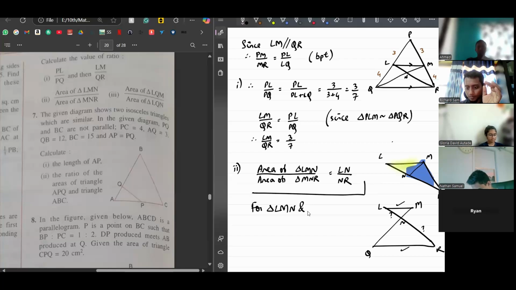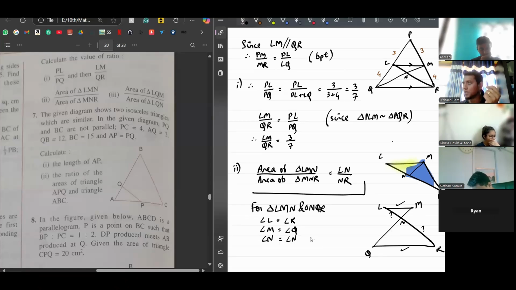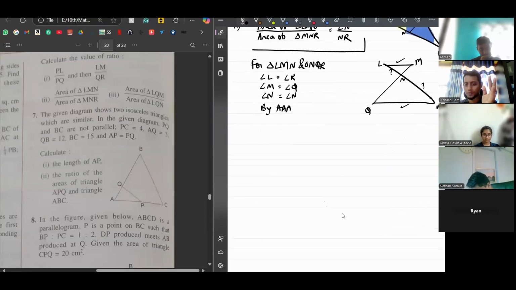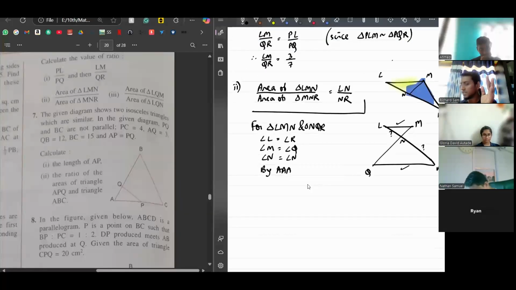LMN and NQR. Okay, so how do we show that these two triangles are similar? I'm writing in short. Angle L is equal to angle R. Angle M is equal to angle Q. And angle N on the top is equal to angle N on the bottom. Okay, so by AAA, we can show that these two triangles are similar. You understand that? All right.